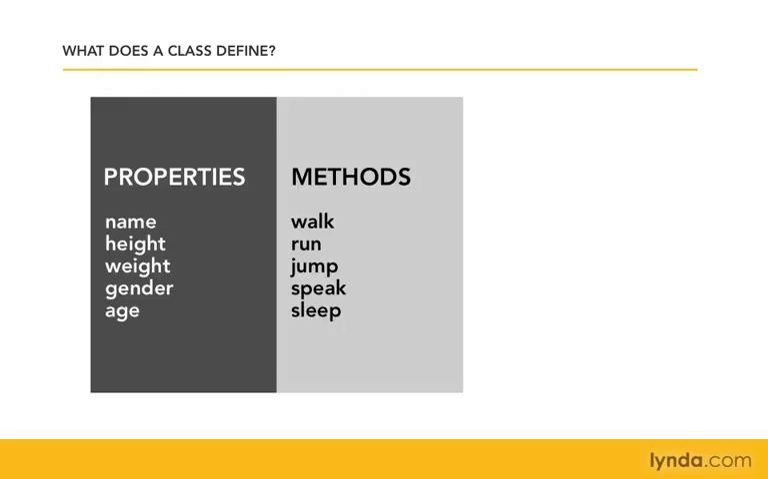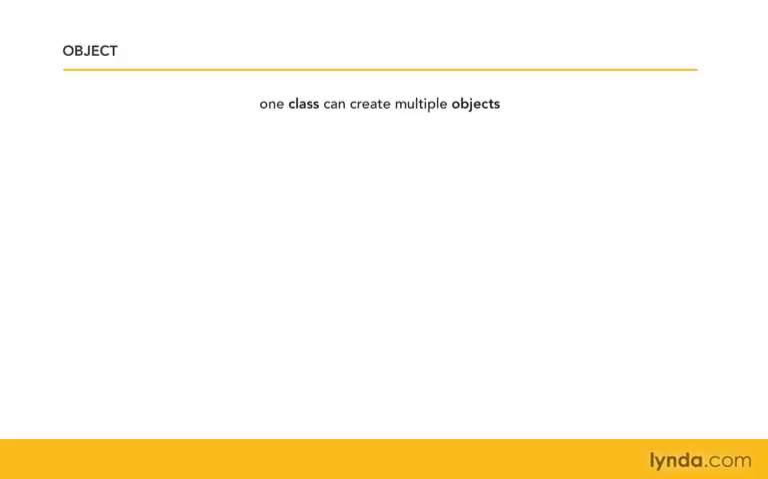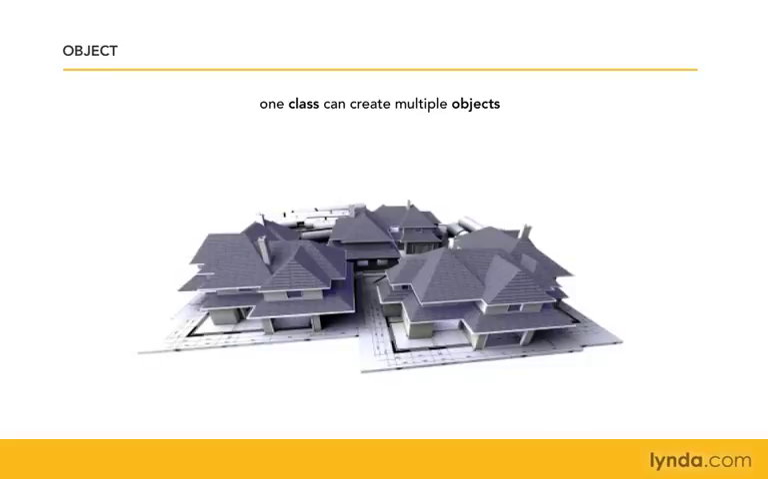Now, the class describes things in abstract. They say that a person class has a name, but it doesn't say what that name is. And that's because the class is just the description of something. It's like that architectural blueprint, but the object is instead created from that class. And one class can create multiple objects, just as you can use one blueprint to create multiple buildings. And obviously there's a sequence there. First, the class is defined, and then the object or objects are created based on that class.